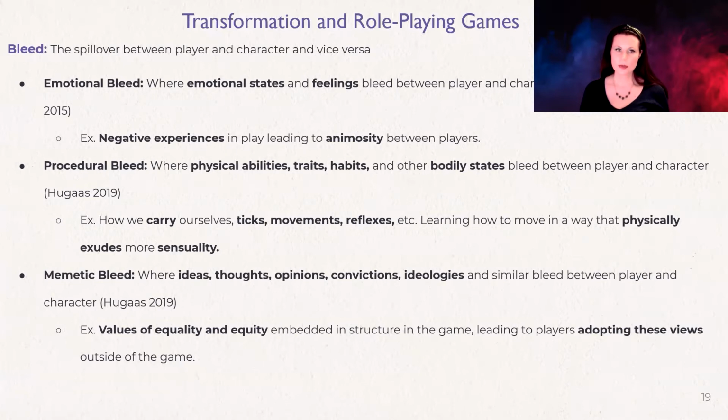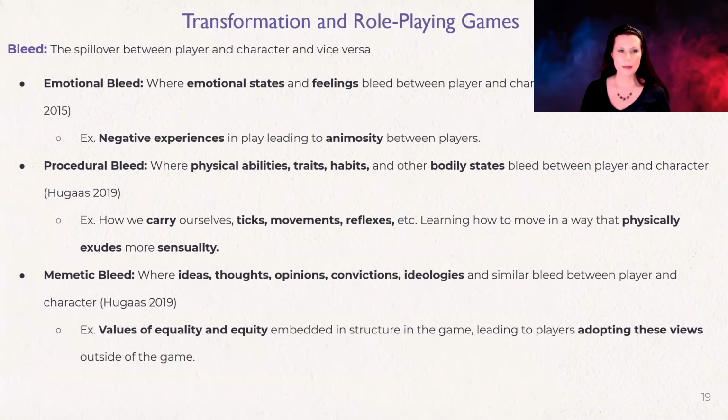And then there's procedural bleed, and this is where physical abilities, traits, habits, and other bodily states bleed between the player and the character. So how we carry ourselves, tics, movements, reflexes that we have with our body. And one example of procedural bleed is through the character learning how to move in a way that physically exudes, for example, more sensuality. Maybe that's something that the person struggles with in their daily life or feels insecure about. And so they can learn through the character how to move in a certain way, and that maybe that carries through outside of the game.